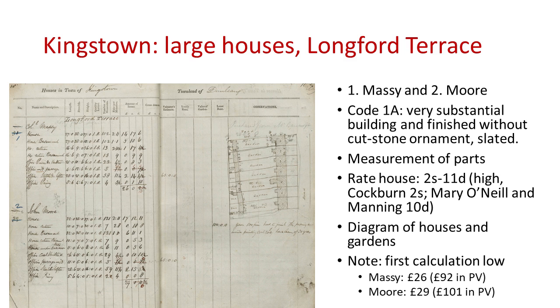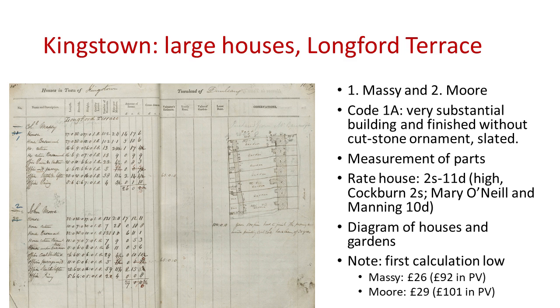And these are domestic houses. So I took a large house in Longford Terrace, number 1 and number 2. Number 1 is occupied by Mr. Massey, and I think it's General Massey or Colonel Massey, and number 2 by John Moore. And the code is 1A, very substantial building, finished without cut stone ornaments, slated. And they measured parts, and they give the rate for the house of 2 shillings and 11 pence per measure, which is very high.